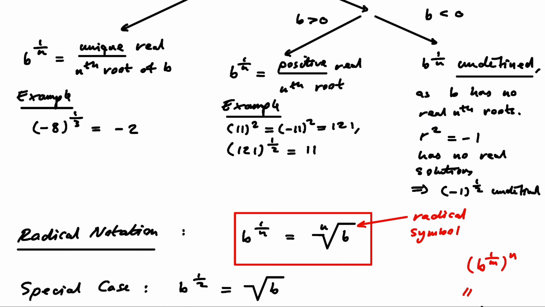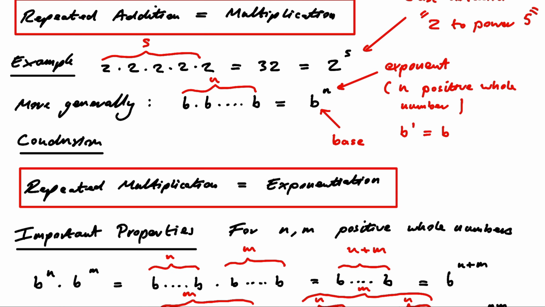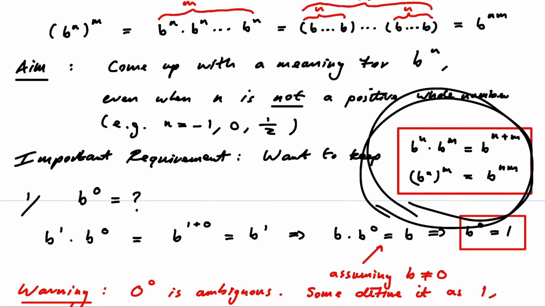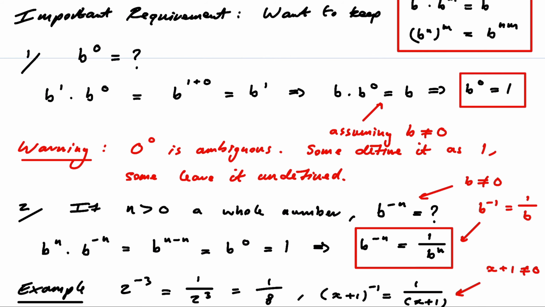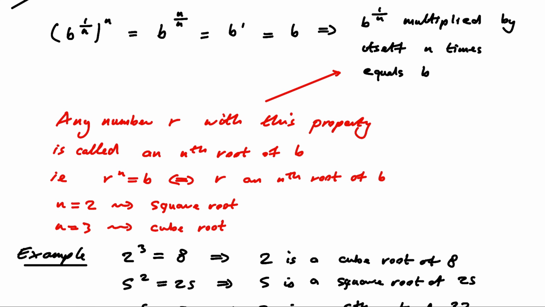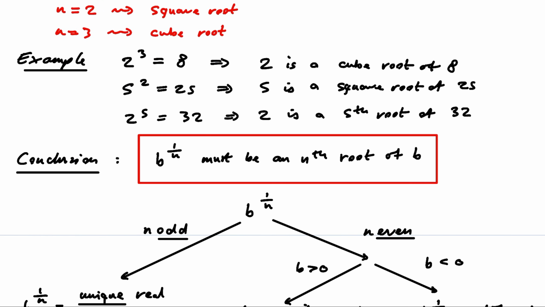And just to recap, what was the logic that went into it? We started at the beginning thinking about what repeated multiplication was. We decreed that repeated multiplication was this thing called exponentiation, and we introduced this notation for it. Then we observed that there were certain nice properties that it satisfied. So down here, if m and n are positive whole numbers, these hold. So I asked myself, is there some natural way to extend this notation where the exponent isn't a positive whole number, but still keeping these properties? And if I do this, I'm forced into, first of all, defining b to the 0 to be equal to 1, then b to the minus n to be 1 over b to the n, and finally, b to the 1 over n must be an nth root of b.